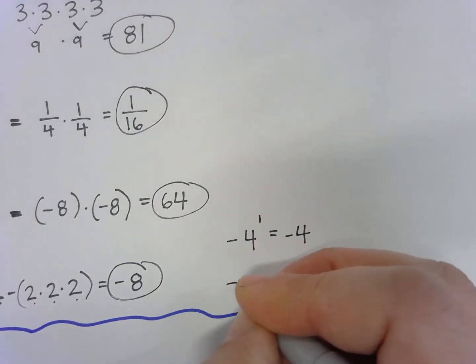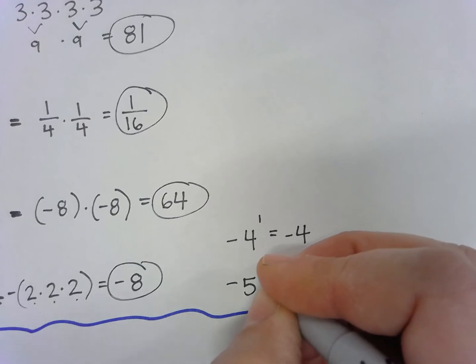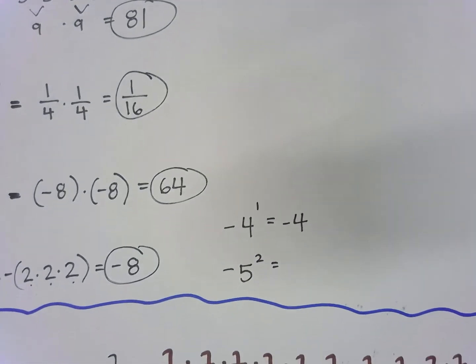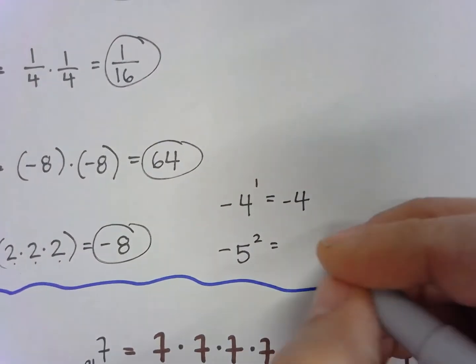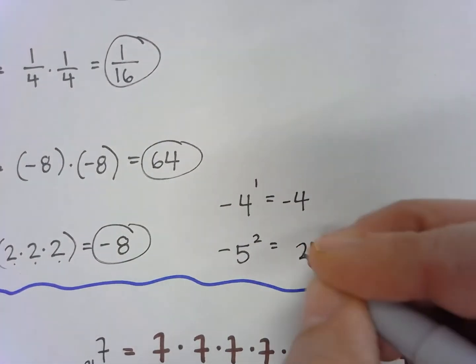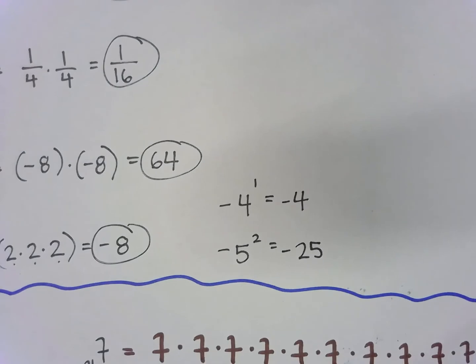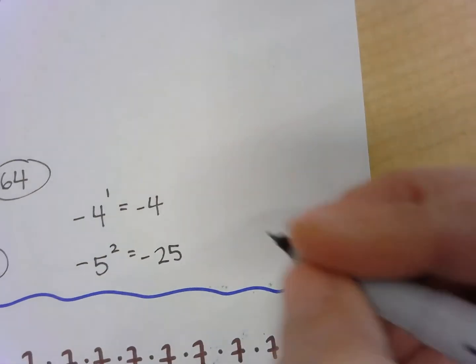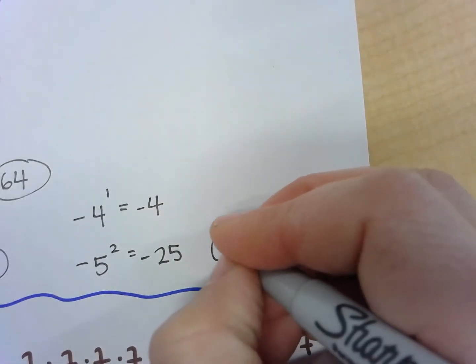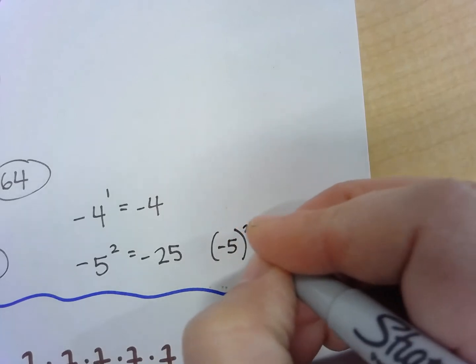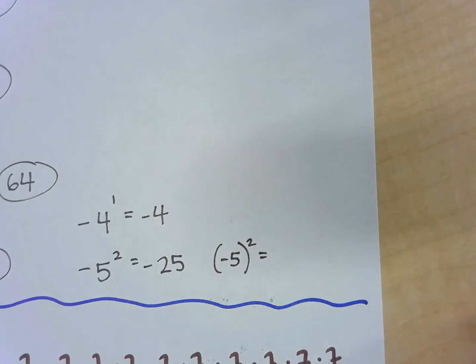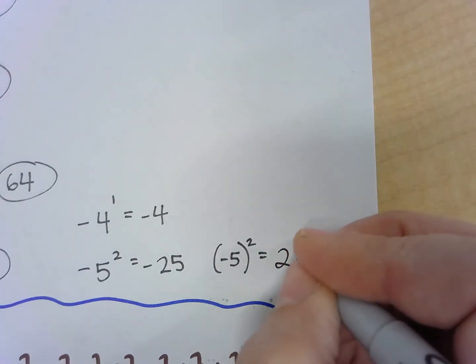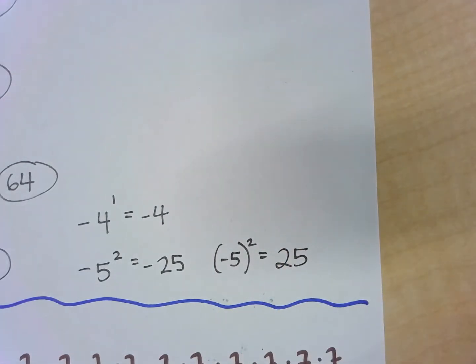Let's do -5 to the 2nd power. So -5 to the 2nd power is going to be 5 to the 2nd power, which is 25, and then make that value negative, which is -25, which is different than if you were to have (-5) to the 2nd power, which means you have -5 times -5, which gives you positive 25.